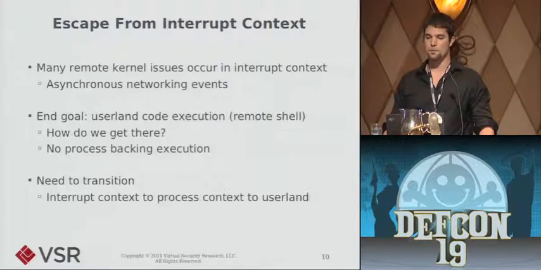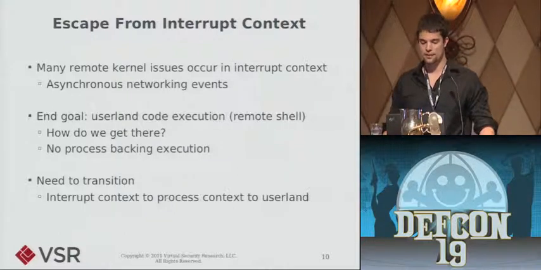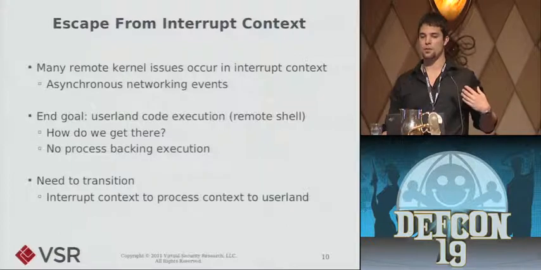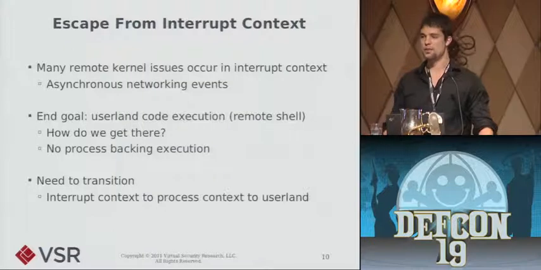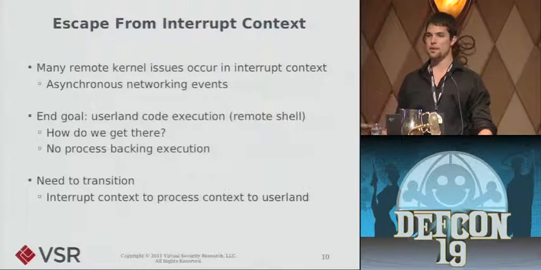It doesn't have a process associated with that thread of execution. And this is a very delicate and difficult context to exploit, because the end goal here is usually to execute code in userland, because a shell is a really nice, convenient way to interact with the system, and that's what everybody wants. So the challenge is, how do we get from this hostile interrupt context environment to executing code in userland? And the answer is we need to find a way to transition from interrupt context to kernel mode process context, in which we're still running kernel code, but we now have a process associated with us. And then finally, from there to actually executing code in userland.